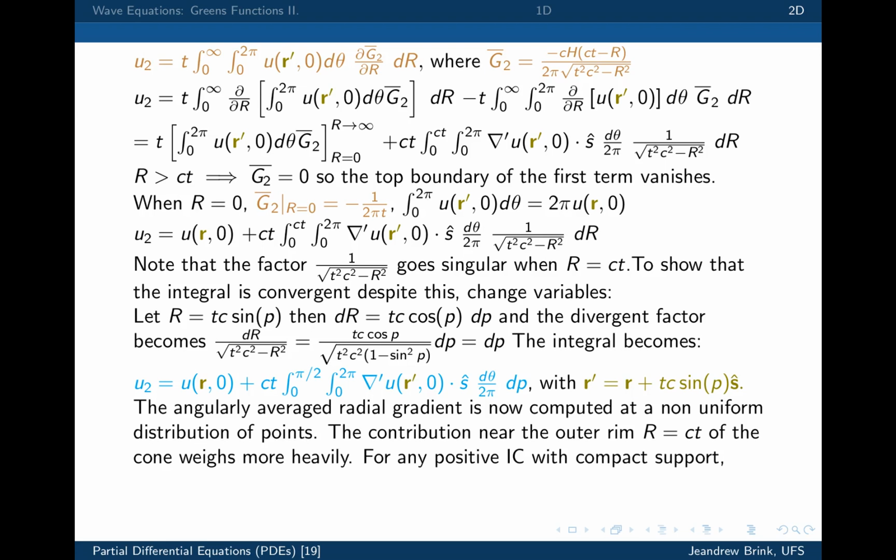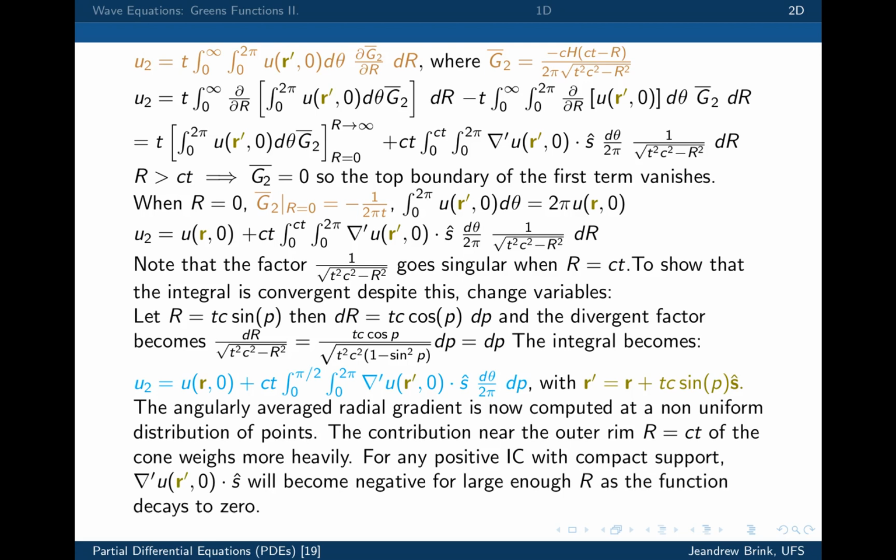And the other thing that you should note, suppose your initial condition has compact support. In other words, the function is like a hump and it goes away to 0. The important thing is that if you go far enough from the central point, eventually that gradient is going to go negative, because the function is eventually going to fall off to 0. And so you have that state. So that becomes 0 for large enough r as the function decays to 0.